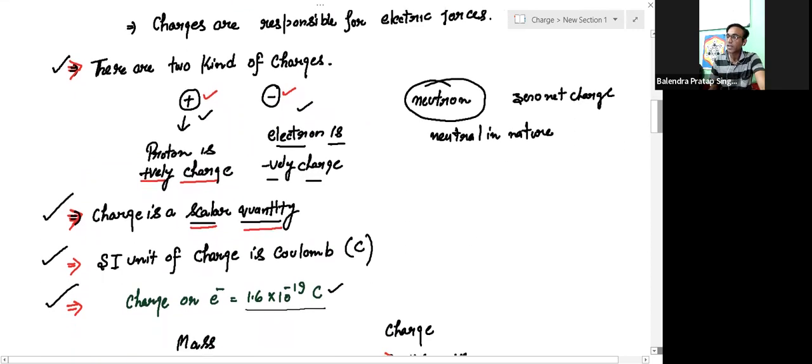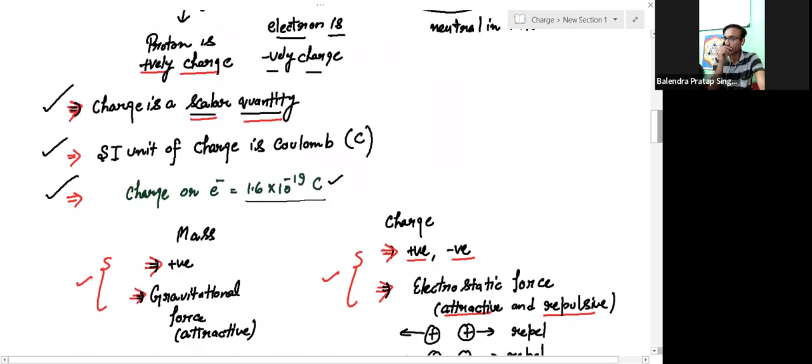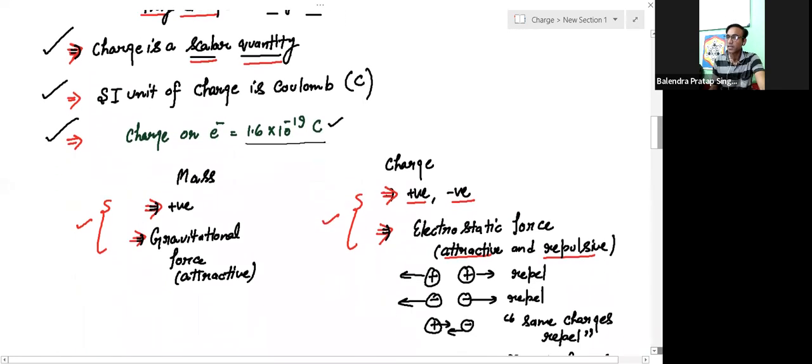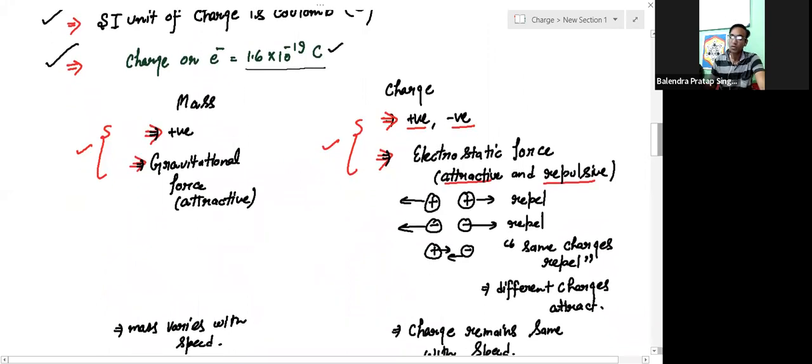The charge on electron and proton is 1.6 into 10 raised to the power minus 19. As I told you, the magnitude is the same, the sign is positive and negative. In electron we consider negative, and in proton we consider positive, but the magnitude, meaning amount, is the same, which is 1.6 into 10 raised to the power 19. After that, I took a small difference of mass and charge. Mass exists in one type, while charge exists in both types, positive and negative. Mass corresponds to gravitational force, charge corresponds to electrostatic force.